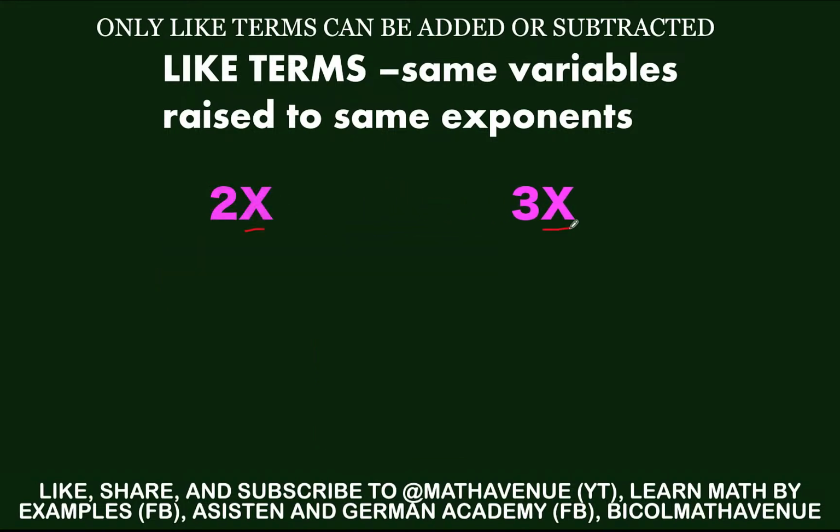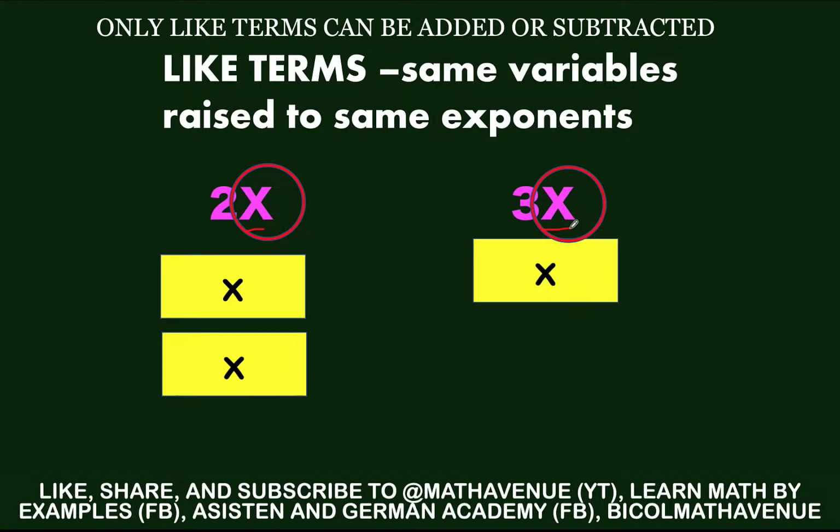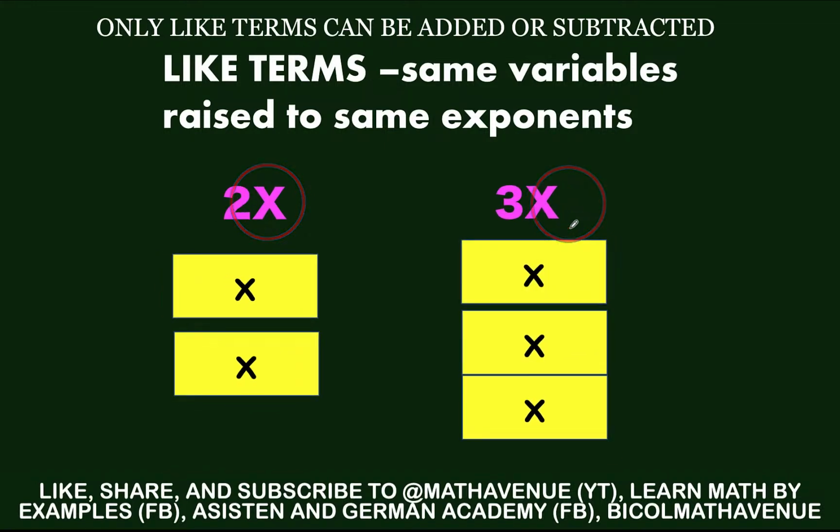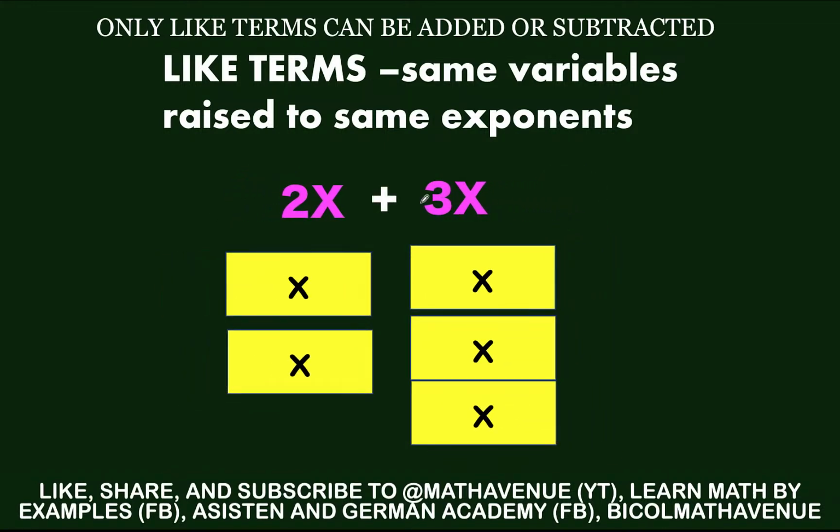Let's say we have 2x and 3x. Again, we are looking at the variables raised to the same exponents. So if we now combine 2x plus 3x, here's the visualization. Combine them. That means addition. The result is how many of that kind are there? There are 5 x's. So you now have 2 of this kind plus 3 of the same kind equals 5 of that kind. And these x are just placeholders of an unknown quantity.